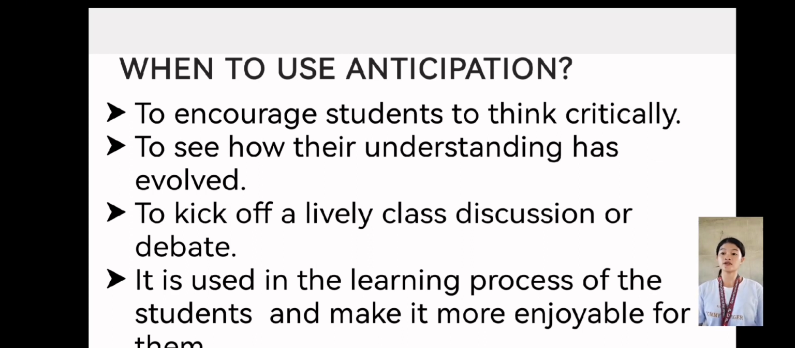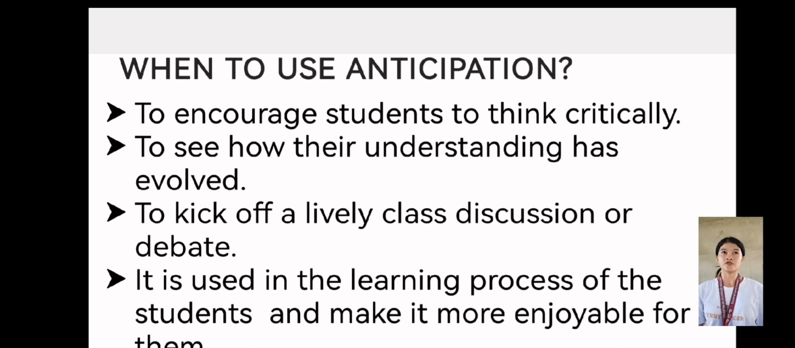Next is to kick off a lively class discussion or debate. In using this anticipation guide, the teacher will encourage the students to have interactions with their peers and with their teacher as well. Next, it is used in the learning process of the students to make it more enjoyable for them. This anticipation guide will be considered as a process.